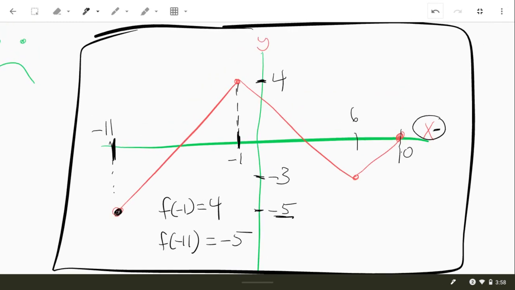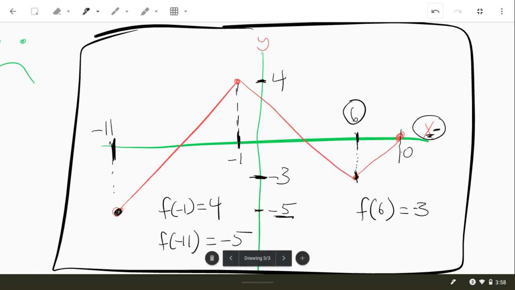What else do we have? We could answer f of 6. So if we plug in 6 for x, that gets us right here. But we follow that down. And what's that y value there? It's this -3. You see how far that is up and down. That's what you're after. So f of 6 is equal to -3.